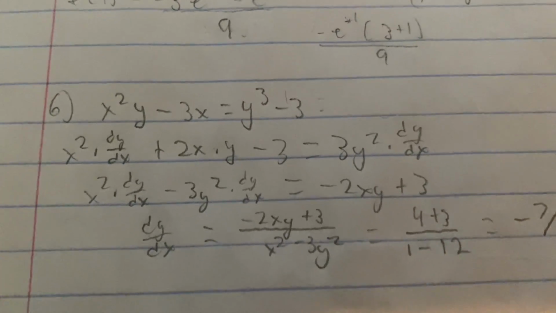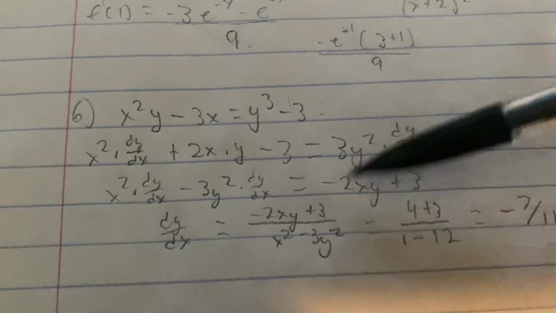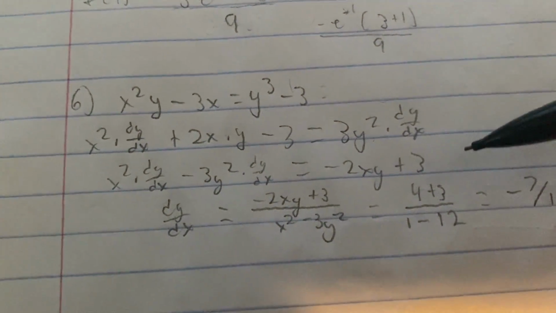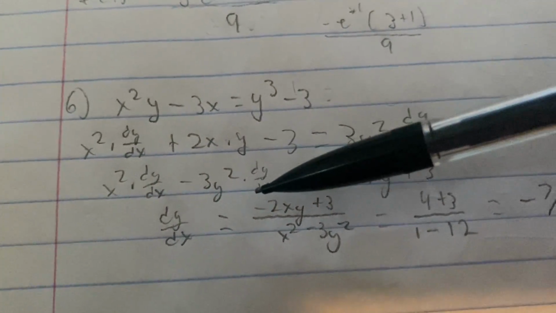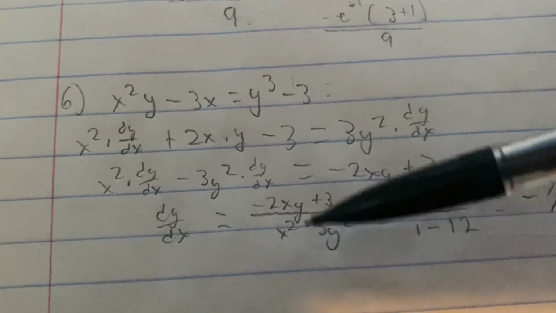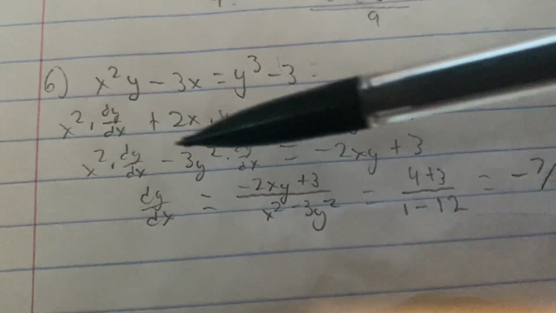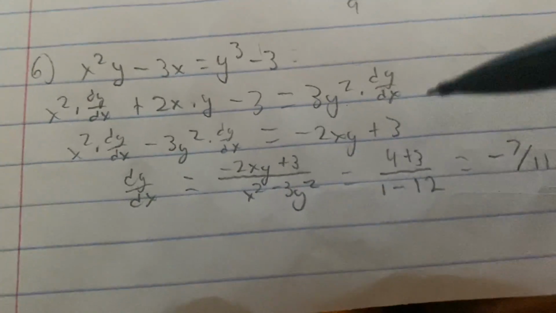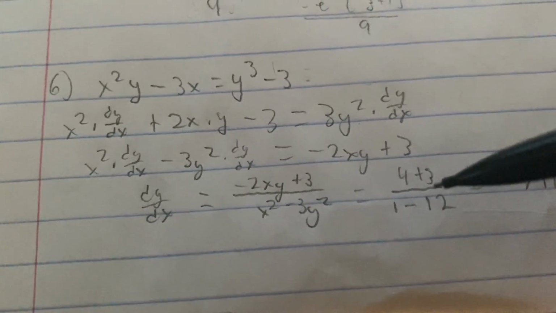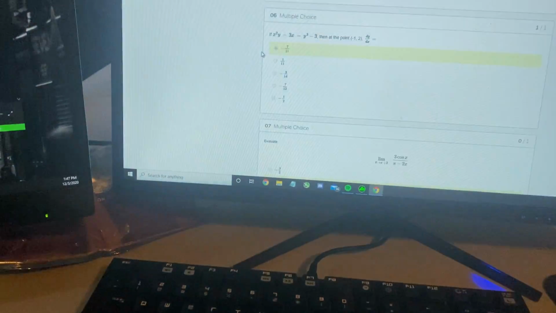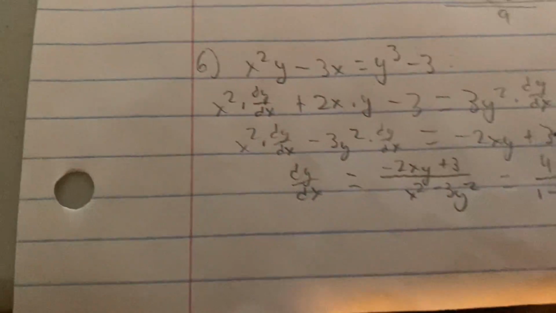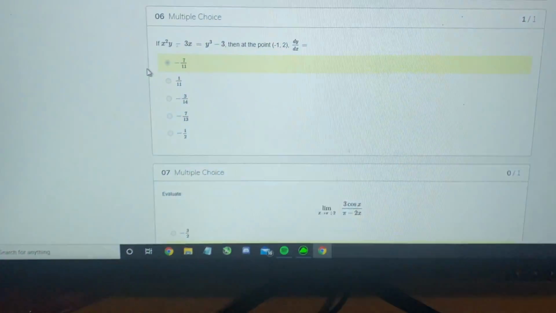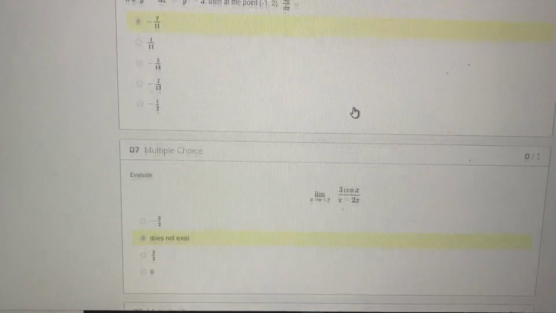And so after simplifying, we move all of the dy/dx terms to one side and all the rest to the other. We can divide out for dy/dx, and then we bring all the extra over to the other side of the equation as such. And then when you plug in (-1, 2), which is our point, into the x and y values, we should get dy/dx equals -7 over 11, which is the correct answer.